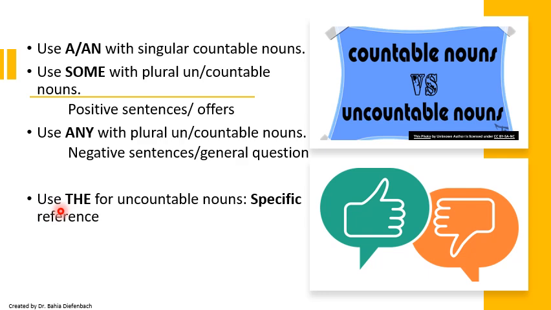Now, when do we use the? We use it for uncountable nouns and for specific reference. I like milk. This is when you notice it's uncountable. The article can be dropped entirely. Just say, I like milk. No need for an article here. Okay.